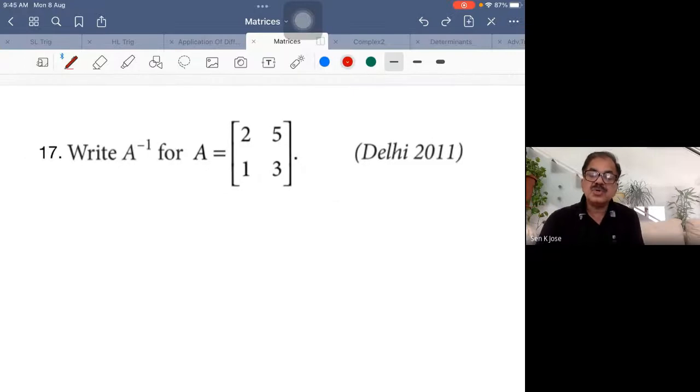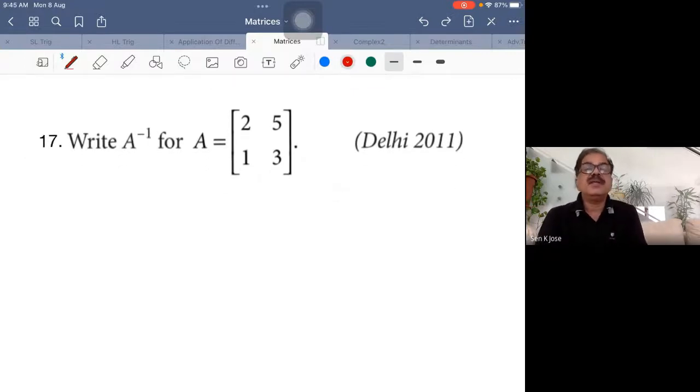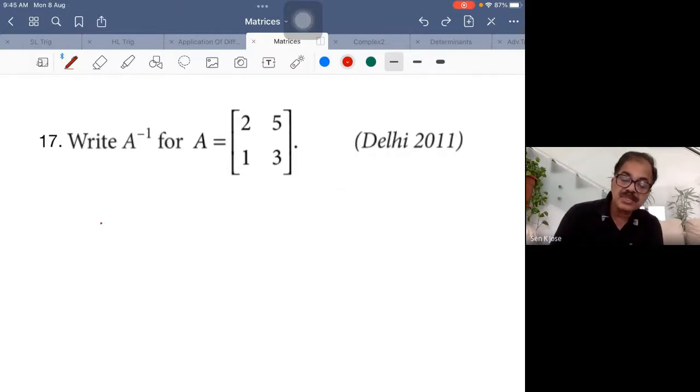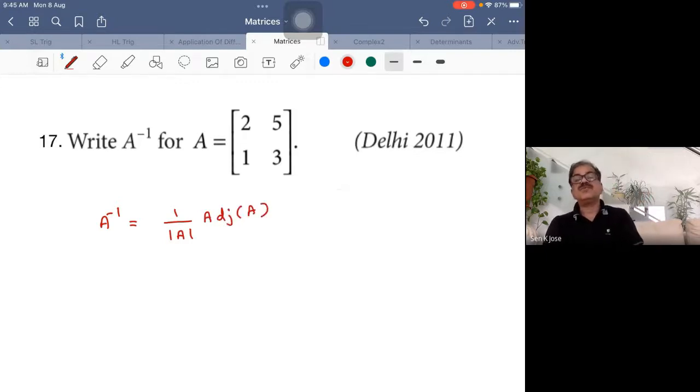This is to write the inverse of the given matrix, and we have a shortcut. The shortcut is not to write the inverse. Shortcut is only to find out the adjoint. So what I'm going to do is write the formula for A inverse. A inverse is 1 by determinant A into adjoint of A. That's the formula for A inverse.